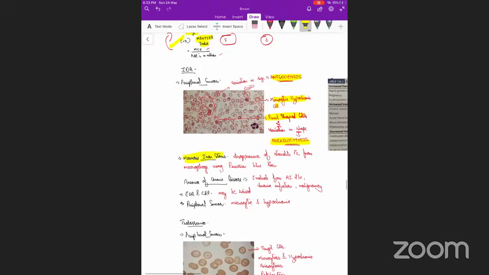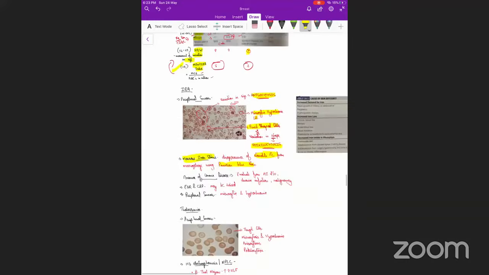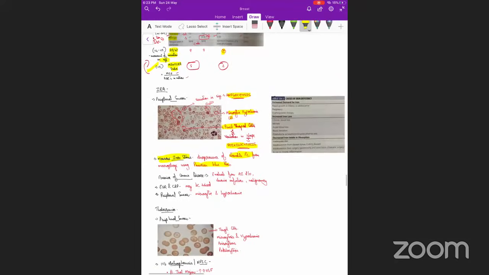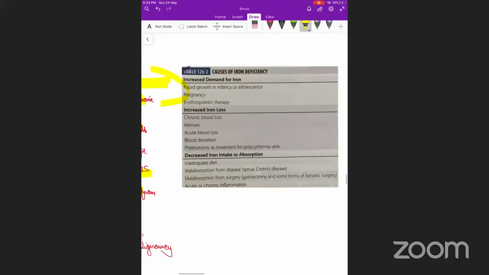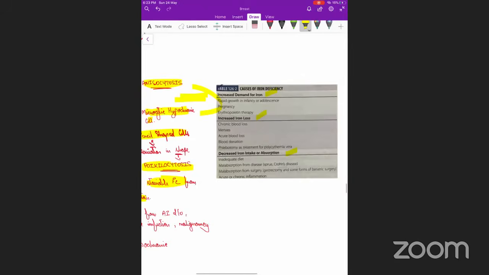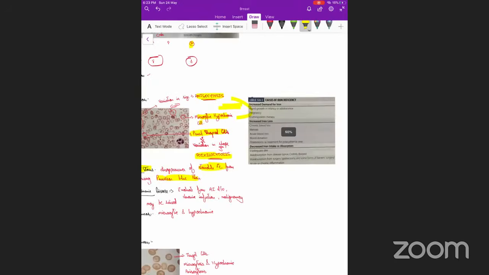Then we can do marrow iron studies. If we do Perls' Prussian blue stain, marrow iron won't be there. Disappearance of stainable iron from the marrow will be there in case of iron deficiency anemia. If iron deficiency, look into the causes of iron deficiency anemia. It can be either due to increased demand of iron, increased iron loss, or decreased iron absorption. Further, we have to look at the causes of iron deficiency anemia.